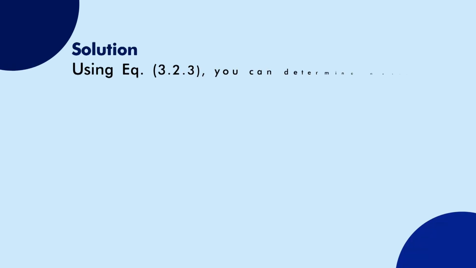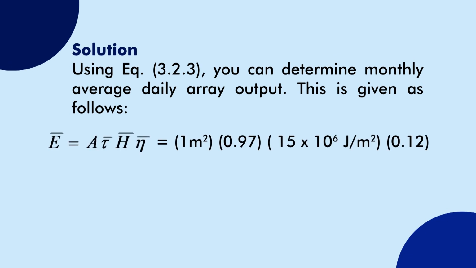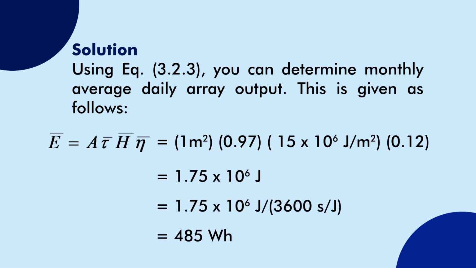So you just need to know the formula: E is equal to A tau H eta. You just have to put in all the values. Here you can see area is given as 1 meter square, tau is given as 0.97, H is given as 15 into 10 to the power 6, and the efficiency is given as 0.12. Put in all the values and solve it, and the value comes to 485 watt hour.